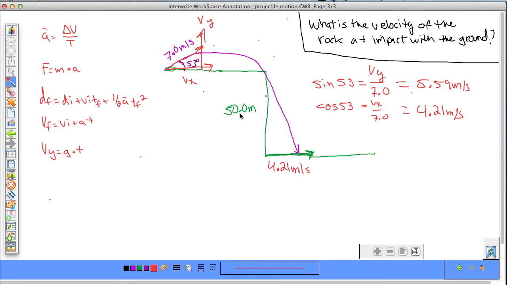Now we know this distance is 50 meters. So what we know is that the rock, starting from 0 here, going all the way down 50, is going to pick up a whole bunch of vertical velocity because of the acceleration of gravity. So what we can do is go back and use this old equation right here. We have a distance final. So let's go ahead and plug that in. Our distance final is 50.